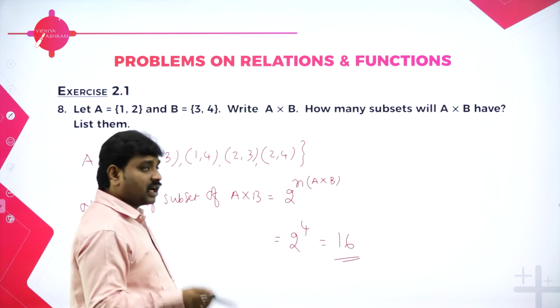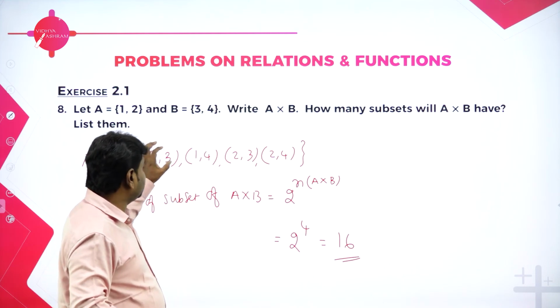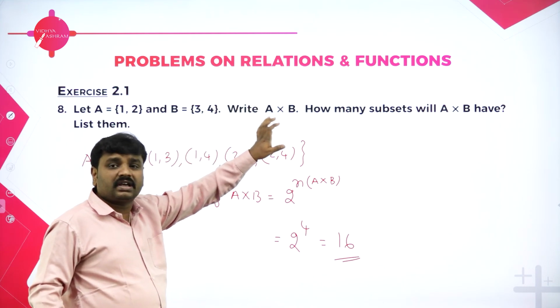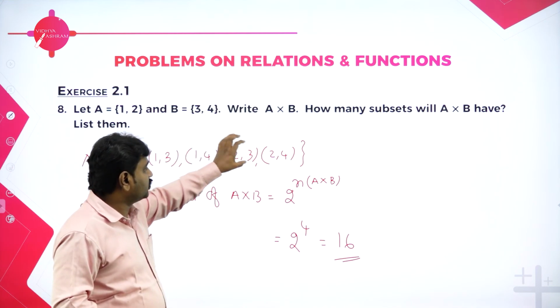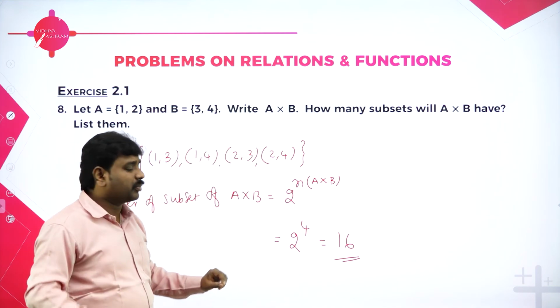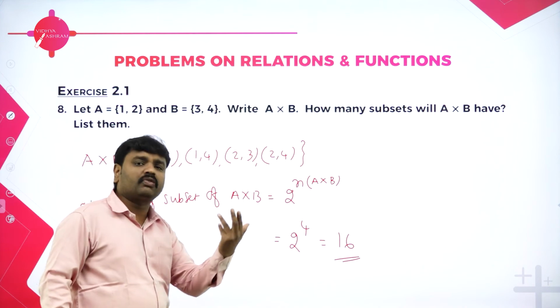Now A cross B is a Cartesian product. A Cartesian product is also a set where each ordered pair is an element. So therefore we have 1, 2, 3, 4 elements. So the number of subsets formula is 2 to the power of the number of elements. 2 power 4. 2 power 4 is what? 16.